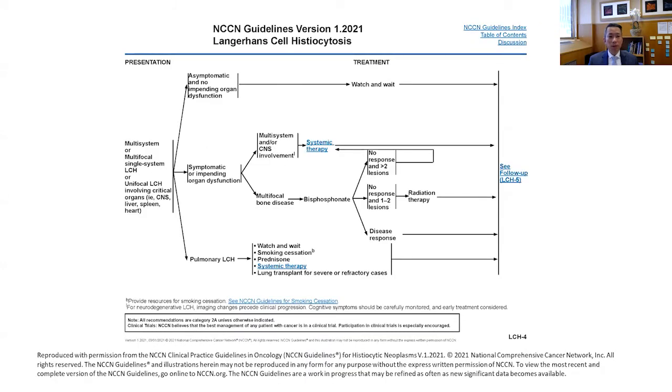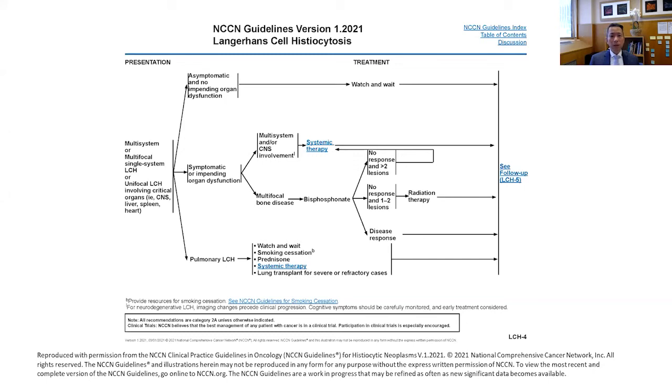If there is multi-system involvement, again, the first thing is to find out if there's any symptom and also which organs are involved. If the patient is symptomatic, or if the organs involved are critical, then of course systemic therapy is recommended. For patients with multifocal or multiple bone disease, there are studies to suggest that treatment with bisphosphonates such as pamidronate or zoledronic acid may help with improvement in the bone lesions and bone pain. Certainly, radiation therapy can also be employed here.